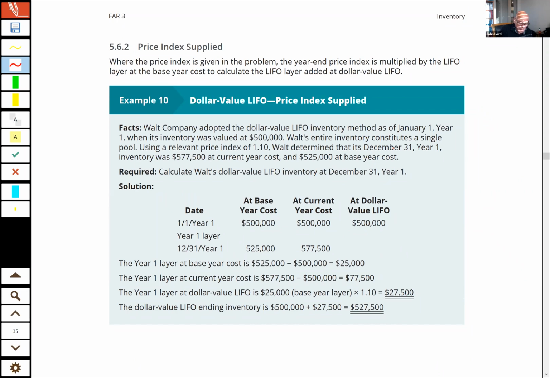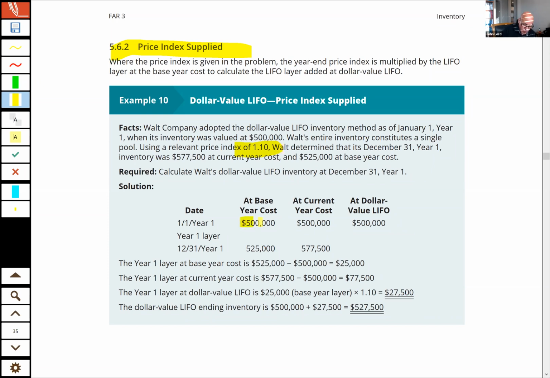Now you take a look and they say price index supplied. Well, if the price index is supplied, first of all, say thank you, CPA gods, because they just made this easier for you. You don't have to calculate the price index if they give you the price index. So that's beautiful. Okay. And so you just take a look at the fact pattern here.